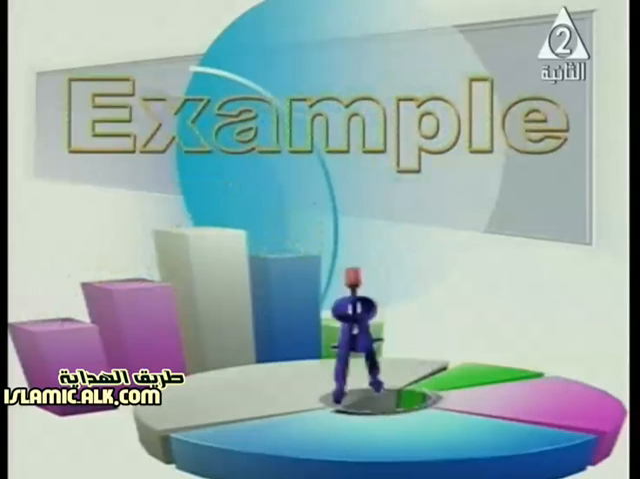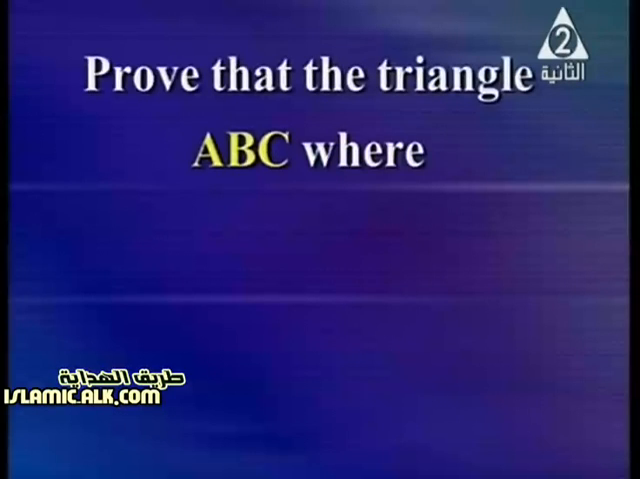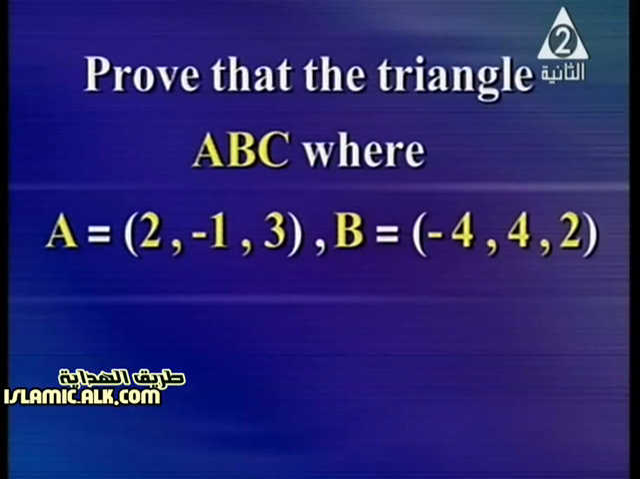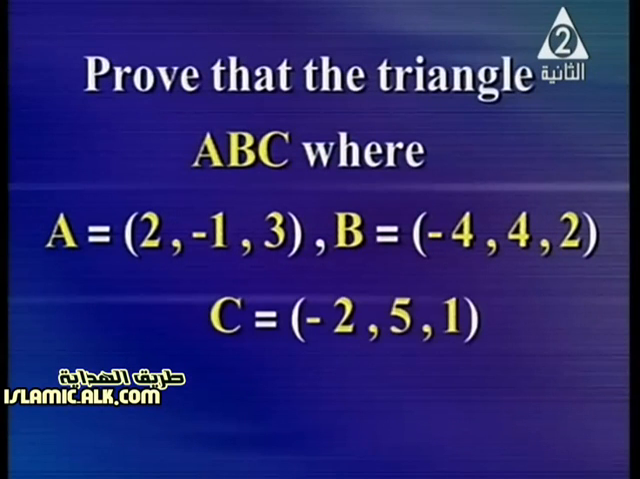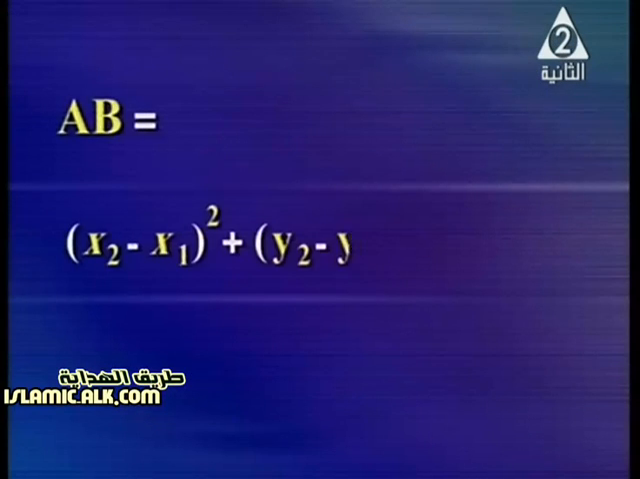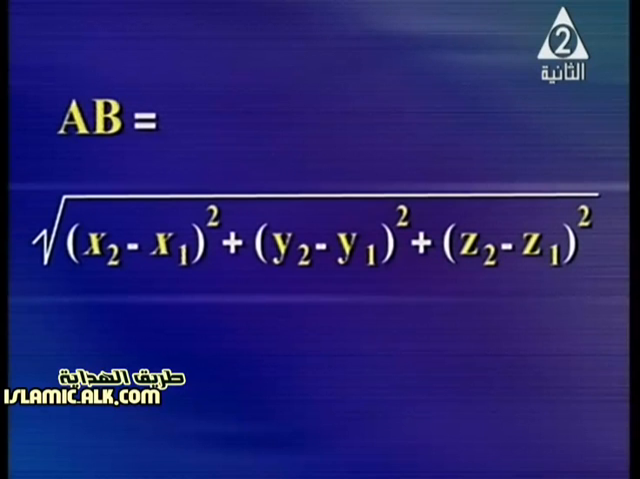Example. Prove that triangle ABC, where A equals (2, -1, 3), B equals (-4, 4, 2), C equals (-2, 5, 1), is a right angle triangle at C. AB, dear student, what is the rule? Distance between A and B: (x2 minus x1) to the power 2 plus (y2 minus y1) to the power 2 plus (z2 minus z1) to the power 2.